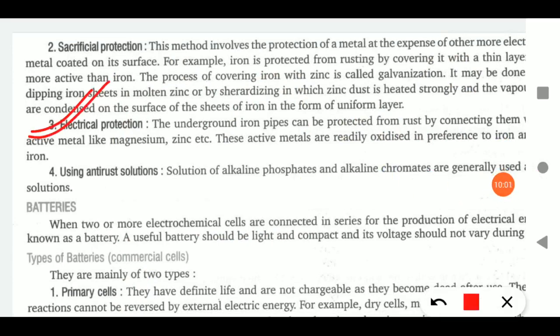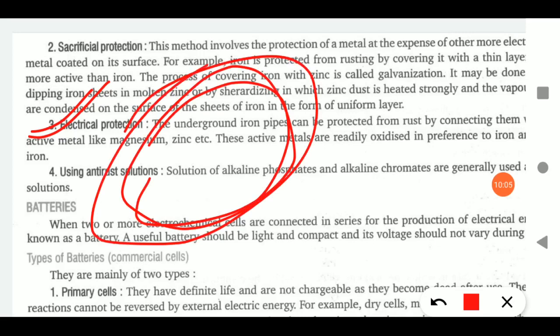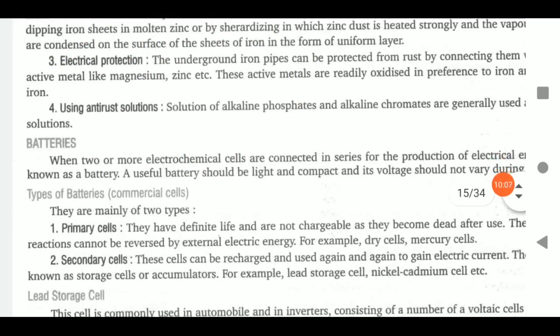Electrical potential you have studied in the 11th class, by coating a less reactive metal, using anti-rust solution. Some solutions are there, some paints are there. So students, this is all about your rusting and corrosion. So today we will discuss up to corrosion and rusting.